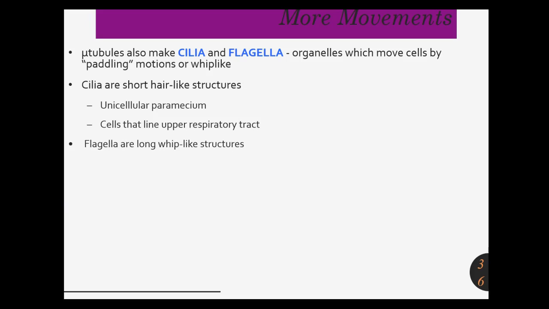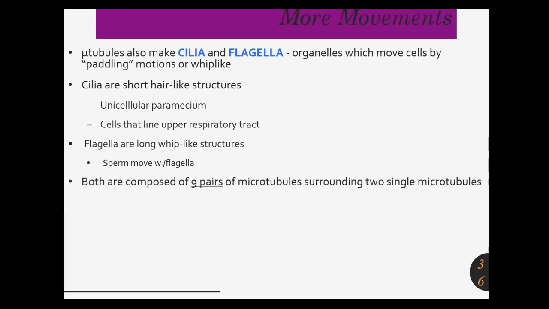Now the flagella are long whip-like structures, and for example, we find them on the sperm, helping to propel the sperm forward so that it hopefully makes it up through the vagina, into the uterus, and then up to the fallopian tube in order to fertilize an egg. Both are composed of 9 pairs of microtubules. So they have what's called a 9+2 arrangement, because there are 2 microtubules running down the center. So it's not hollow like what we saw on the previous slide.